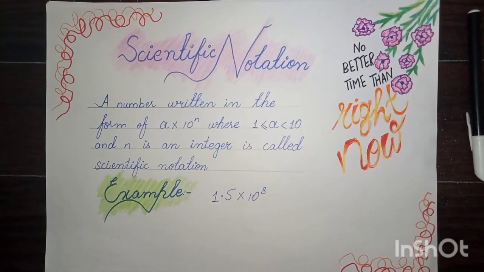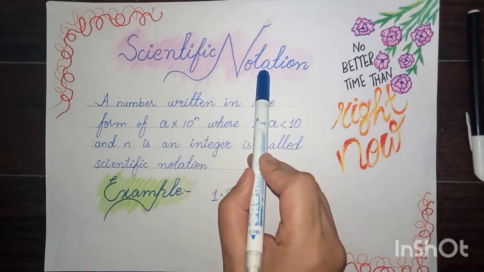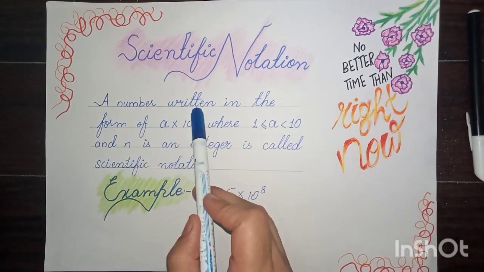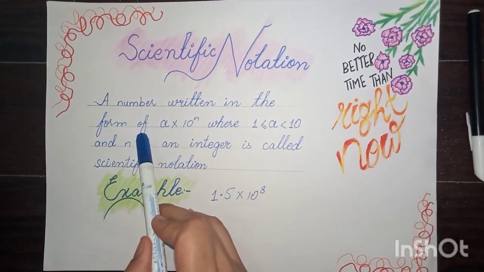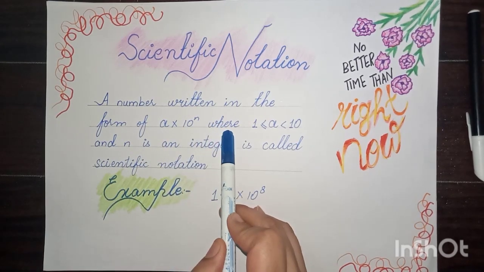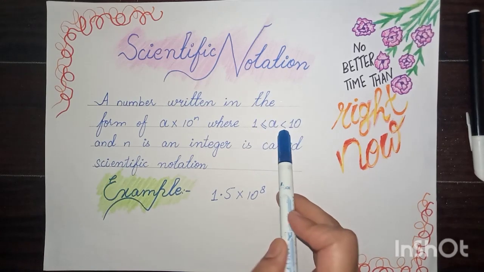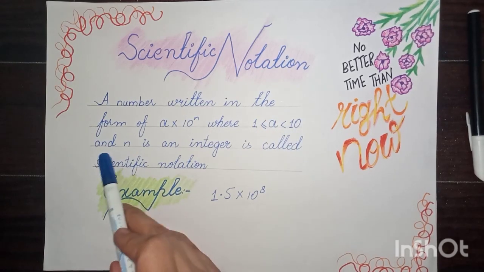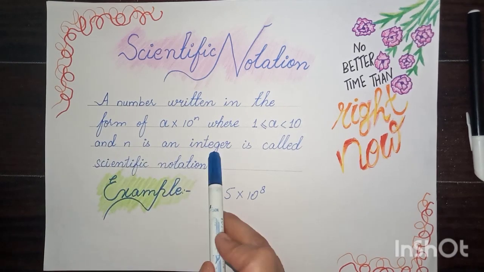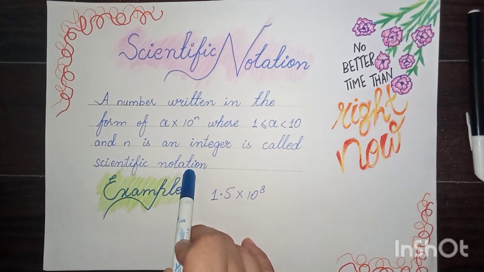The definition of scientific notation. A number written in the form of a times 10 raised to power n, where 1 is less than or equal to a is less than 10 and n is an integer, is called scientific notation.